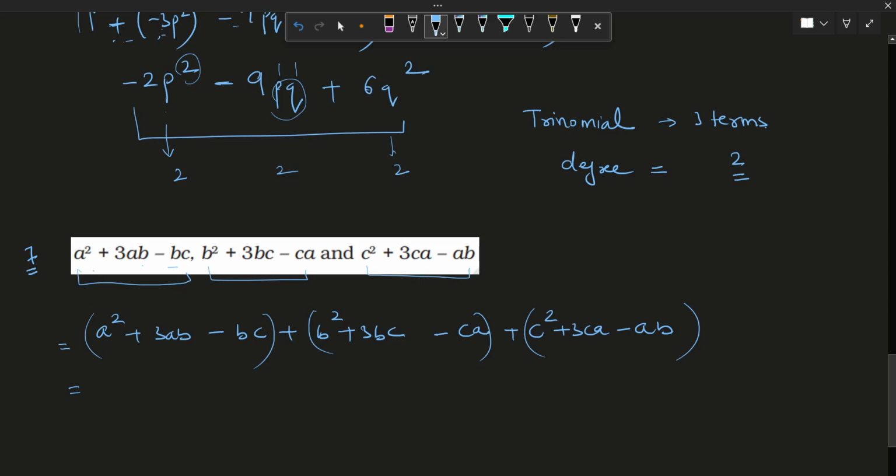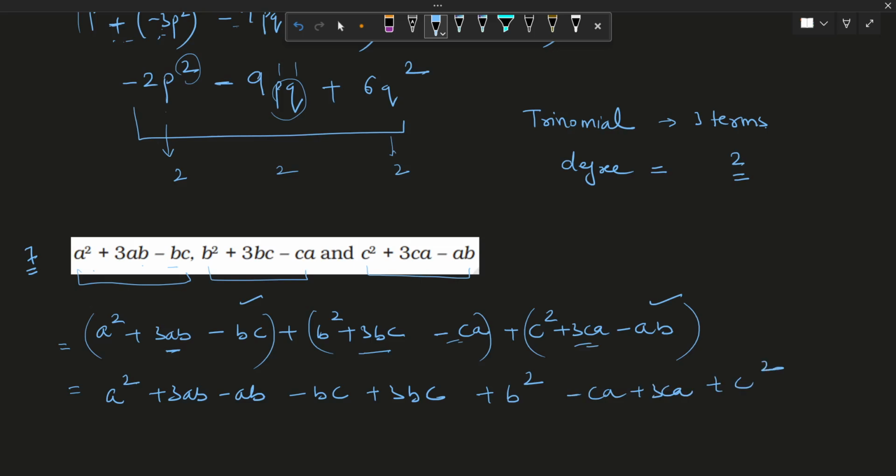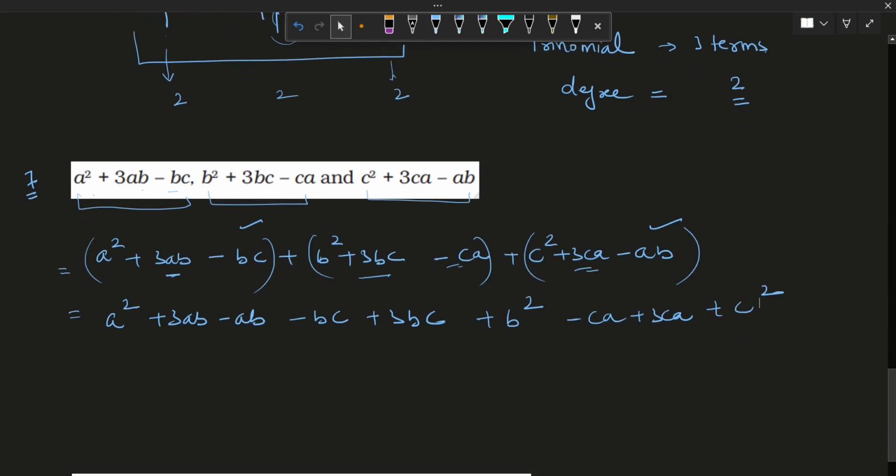Let's combine like terms. Is there any like term for a square? No, there is no like term for a square. Write it like that. Then the ab term. Is there any ab term? Yes, I have an ab term here. So plus 3ab minus ab. Then the bc term. Is there any bc term? Yes, I have a bc term here. Then b square, no, this is gone. Ca term, is there any ca term? Yes, we have a ca term here, both of them. And then c square, all terms done. Please take care that you take all the terms, don't skip any term when you are solving.